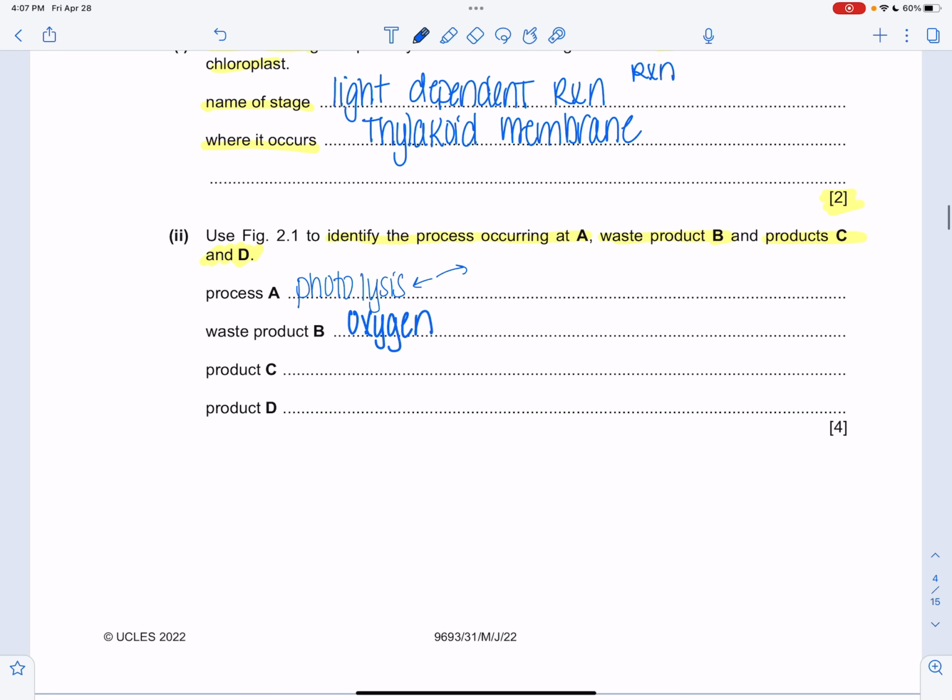NADPH is an electron carrier. So we can call that one that. Of course, you can call it NADPH reduced, or NADP reduced, because it's carrying the electrons. If something's taking on electrons, it's becoming reduced. If something is losing electrons, it's called being oxidized.